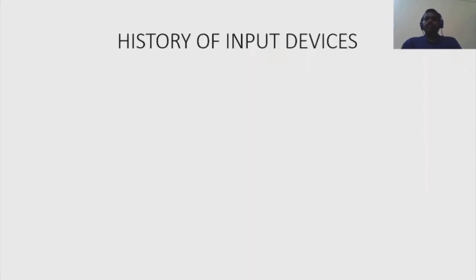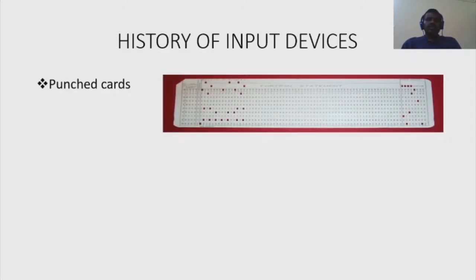Okay. So next, the history of input devices. The first ever input device that was used is the punch card. The punch card looks like this. This is a card with a number of punches in it, through which we input the data to the system. That is why these are called punch cards. So this is the first ever input device used for computers, and you can see the diagram of the input device there.